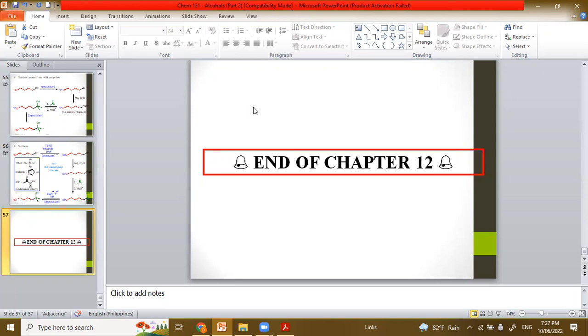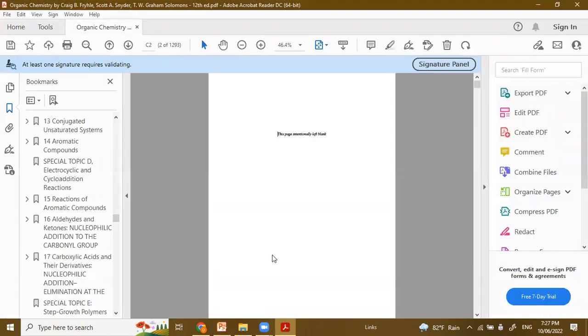Chapters 11 and 12 are about alcohols. So some mechanisms will come back from the previous chapters. And most of the reactions, actually, are repeated from the previous chapters, so I don't think it will be difficult for you because it is just a review. And the last chapter will be chapter 13, the very last chapter.